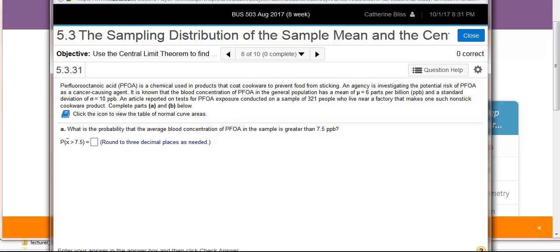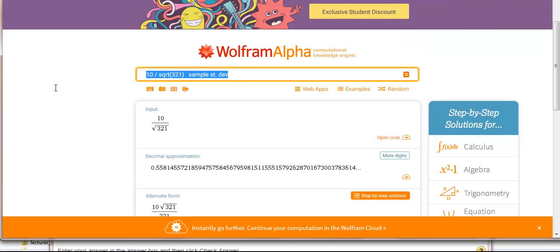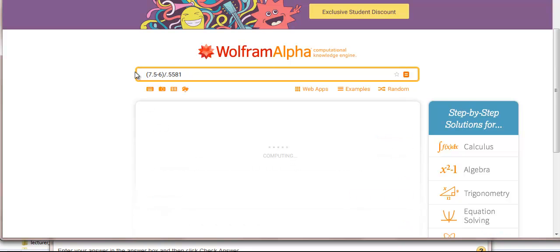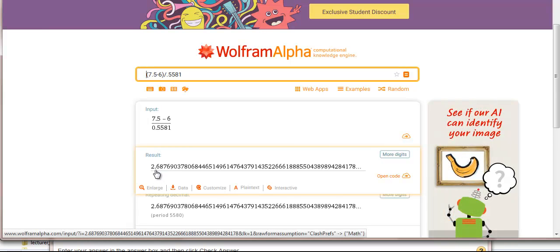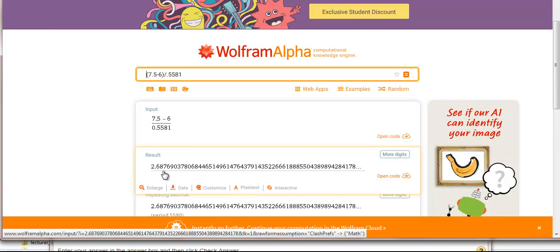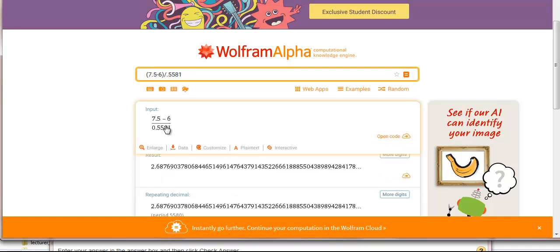Okay, so let's go back here. This was our sample standard deviation, and we had to find our z-score. We had an observation of 7.5 minus the mean divided by the sample standard deviation. Okay, so that's going to be our z-score. So let's hit enter, see what we get. And that value is about 2.69. Okay, that's our z-score, 2.69.